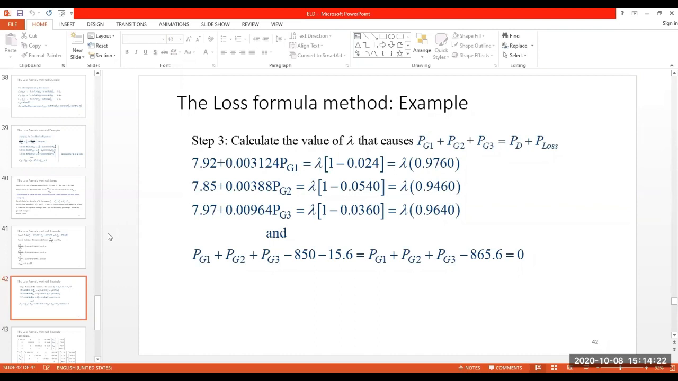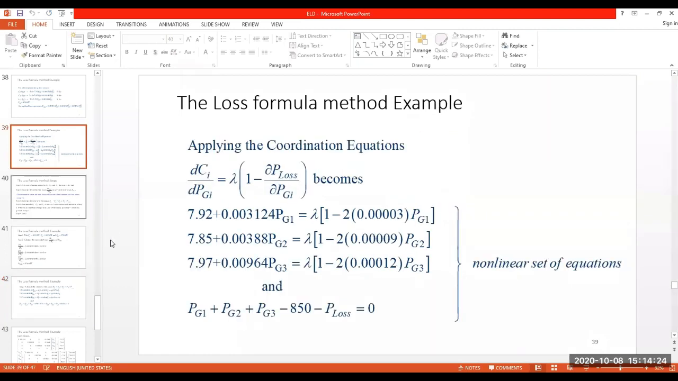So how do you do that? You use these expressions, which you see in slide number 39. We obtained these from the coordination equations. So you simply plug the values of PG1, PG2, PG3 and the values for P_loss, and you solve for the left-hand side, PG1, PG2, PG3, and lambda. So you have 4 equations and 4 unknowns.